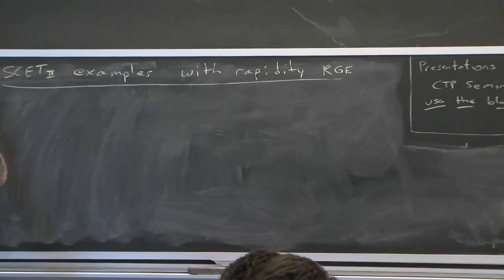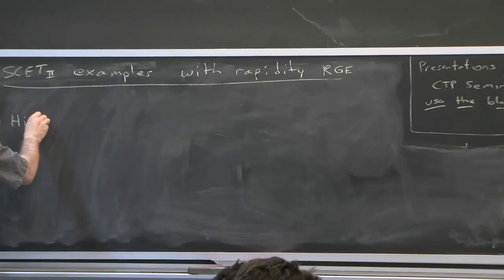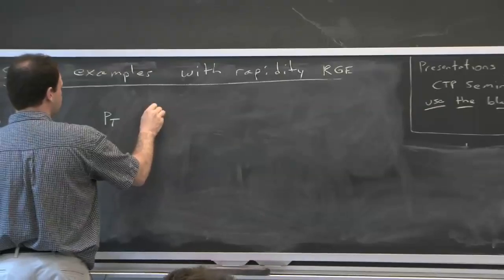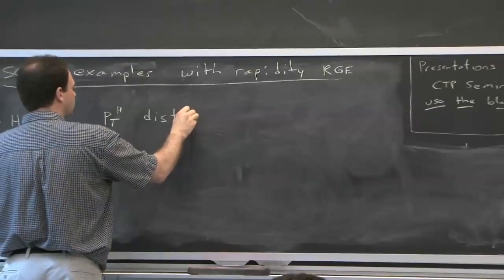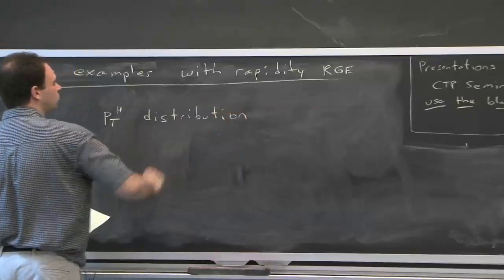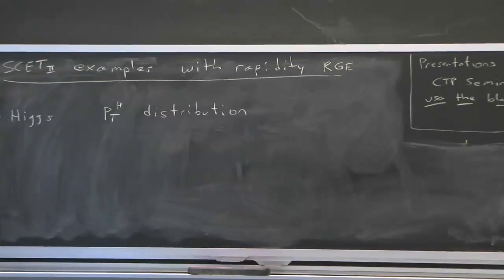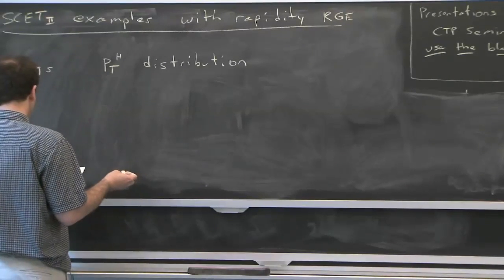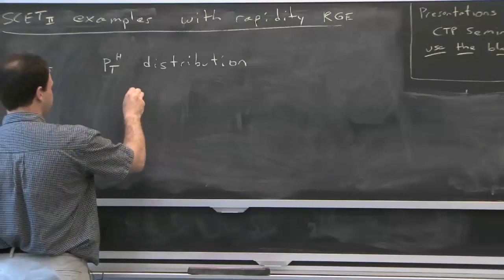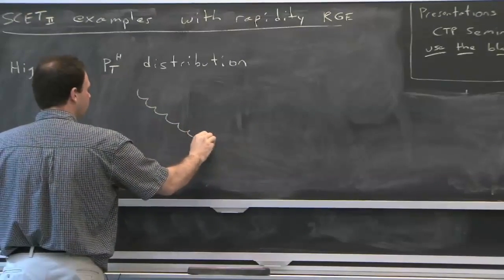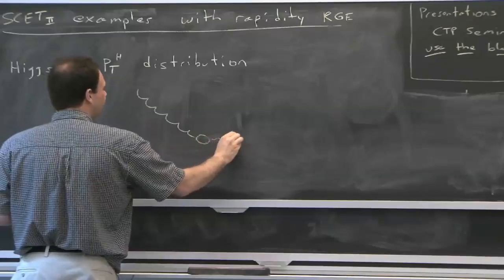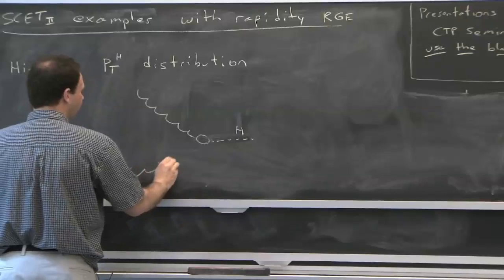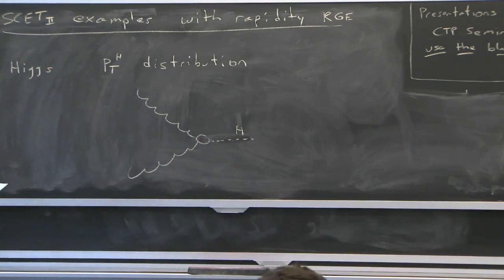So one thing you can do is gg to Higgs, so Higgs production, where I measure a particular distribution, which is the PT distribution, PT of the Higgs. And it turns out that this process involves rapidity divergences. So let me try to draw one picture that allows me to capture all the different degrees of freedom. You could imagine that this is your top loop, but it's some short distance thing, and you can even integrate out the top. Think of it as an effective operator coupling two gluons to the Higgs.